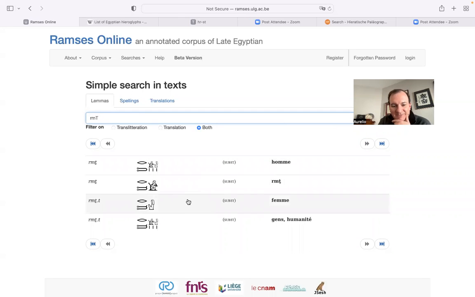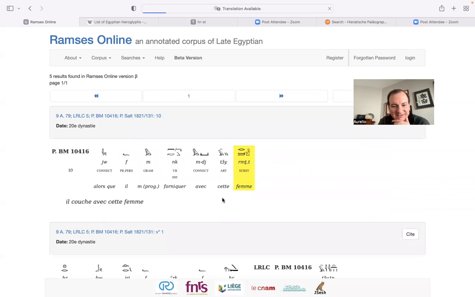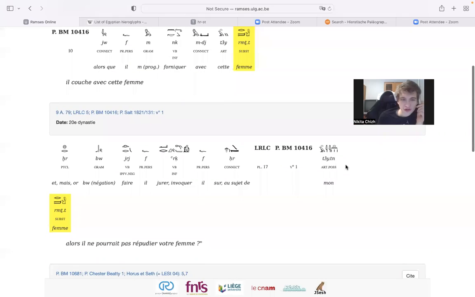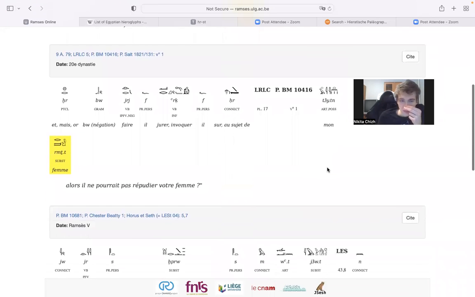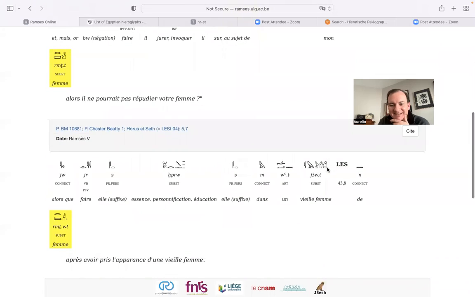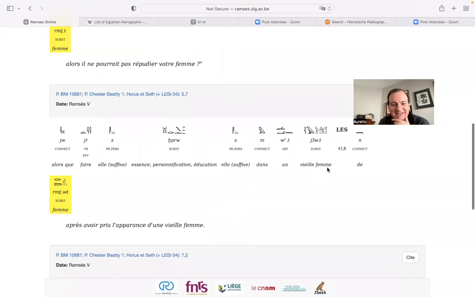Look at that. So it can be feminine, apparently. This woman. Interesting. So the article takes the gender defining role on itself here. Yes. And that's exactly the thing. I mean, that's the nice thing. I love the articles in Late Egyptian.